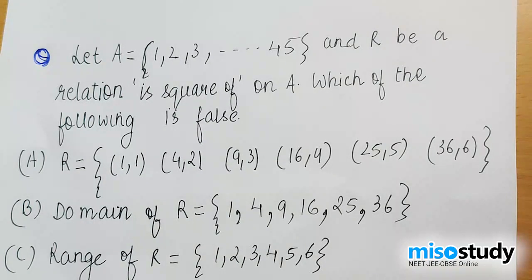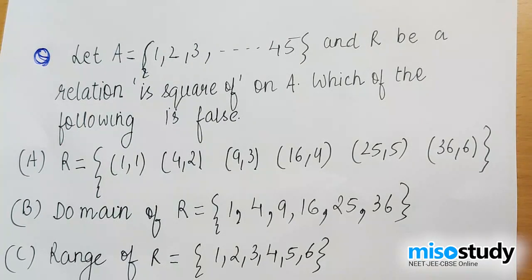"Is square of" means if you have x, x is square of y. That means the element in the domain is the square of the element in the range. This is a bit of a confusing question. You may interpret it wrongly also. So I'm making it very clear: if you have the element in the domain to be 1, then the element in the range should also be 1. If you have the element in the domain to be 4, then the element in the range should be 2, because "is square of" means the element of the domain has to be the square of the range element.